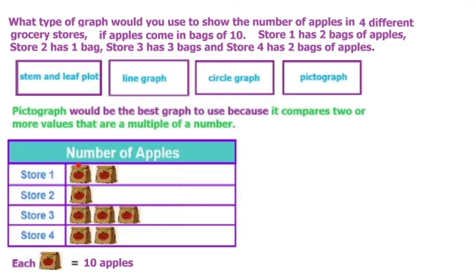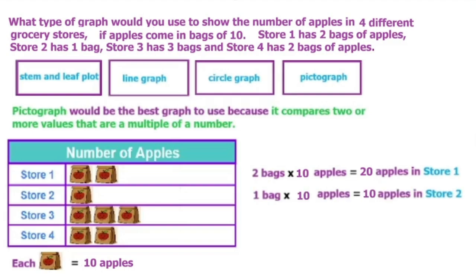We have bags, and so each store has different amounts of bags, and then each bag has 10 apples. So there's 2 bags here, so you multiply by 10 to get the number of total apples for store 1. So that's 20 apples in store 1. Here we have 1 bag and then 10 apples. So 10 apples in store 2 because it's 1 bag times 10.